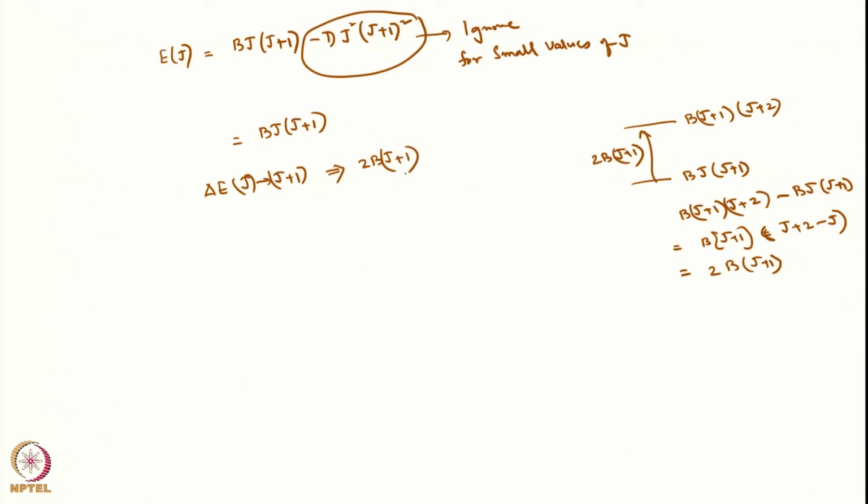Now, each transition, of course, the next one will also be 2B(J'+1), whatever that value of J will be. So, it will keep incrementing by one value all the time. Now, it so turns out that this is also true for spherical rotors.